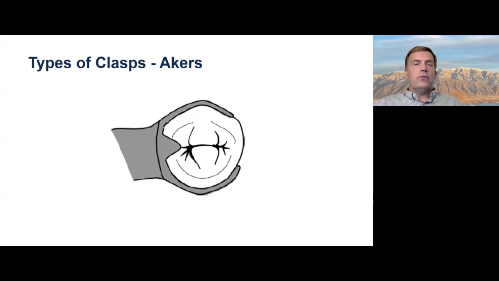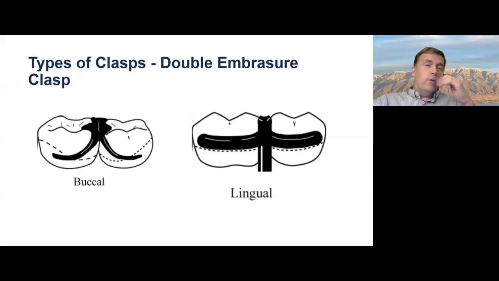They're a little bit more difficult to use in the anterior. We'll talk about other clasp designs that are a little more aesthetic. Double clasps or embrasure clasps are like two Akers clasps, and these are really huge. But holy smokes, can these get you a lot of retention? And for the amount of retention they have, they're pretty simple.